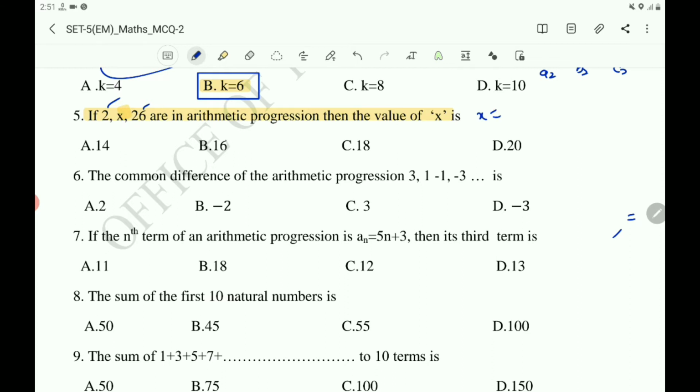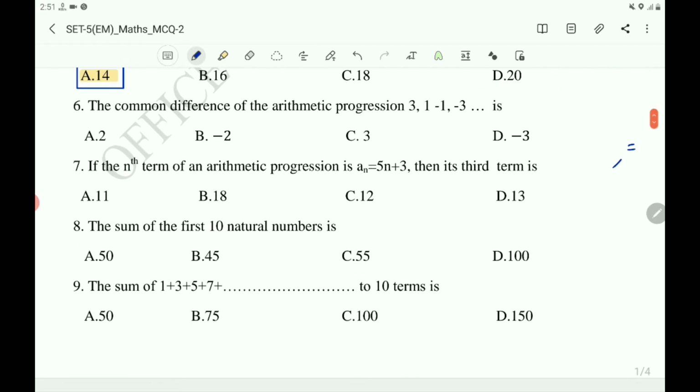So here x equals what? 2 plus 26 is 28, by 2, which is equal to 14. So then what is the answer here? Option A is the answer. 14 you got. So option A is the answer.